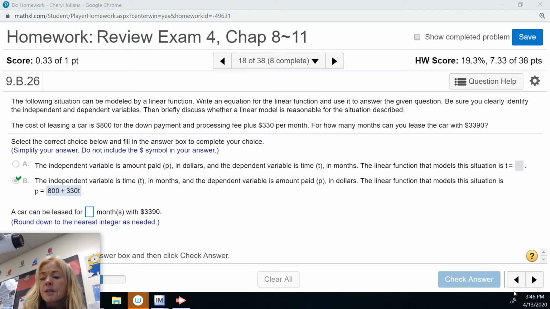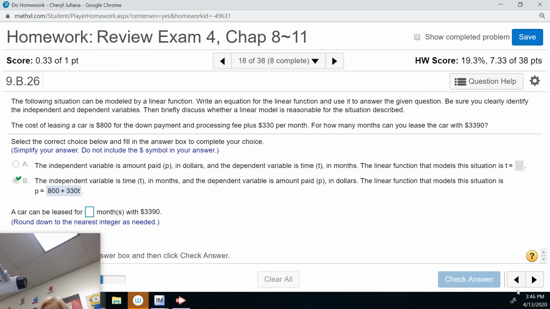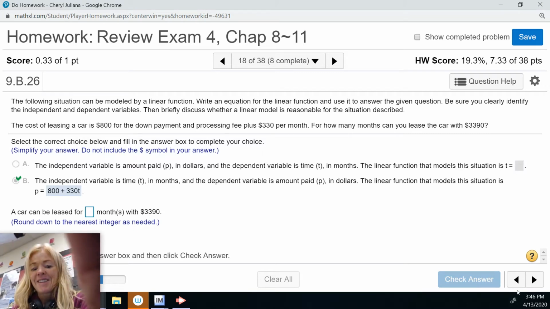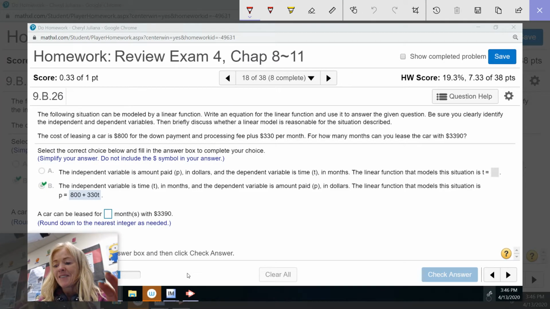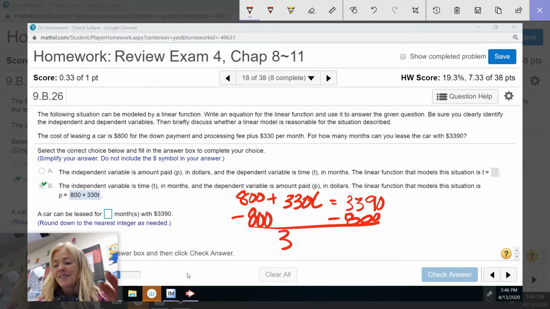Well, we're going to use the screen capture. Sorry, let's see if that works. Oh, there it goes. Okay, so we're going to use this formula that we just came up with. $800 plus 330 times T is equal to $3,390. And first thing we'll do, of course, is subtract 800 in order to solve our equation. 330T is 3390 minus 800.